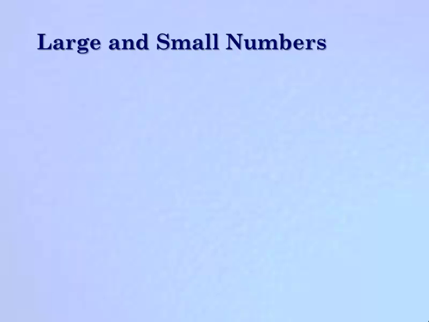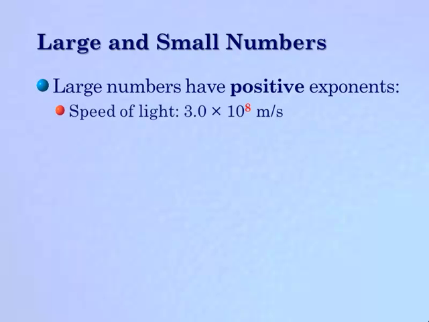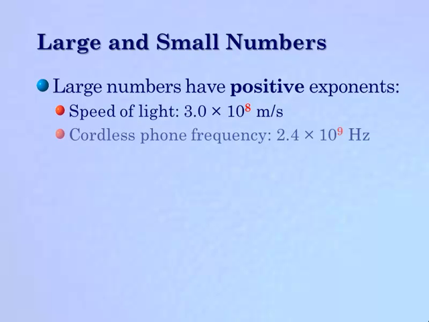So we can write large and small numbers. Large numbers have positive exponents, like the speed of light, which is 3.0 times 10 to the 8 meters per second. Cordless phone frequency is 2.4 times 10 to the 9th hertz. In our galaxy, there are lots of stars, about 5 times 10 to the 11th stars.